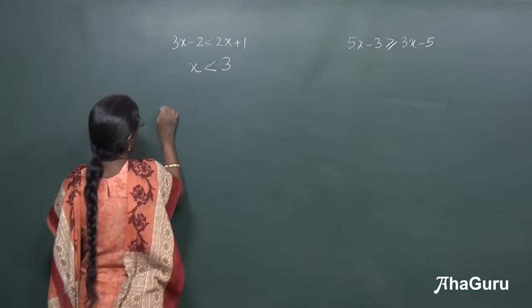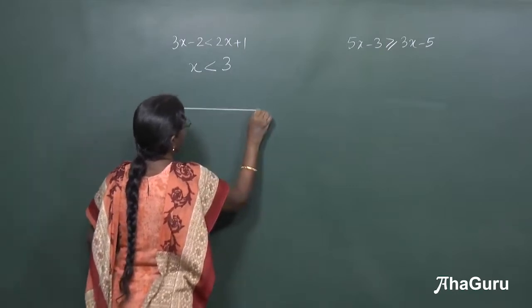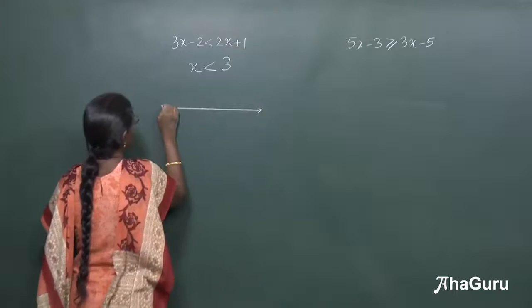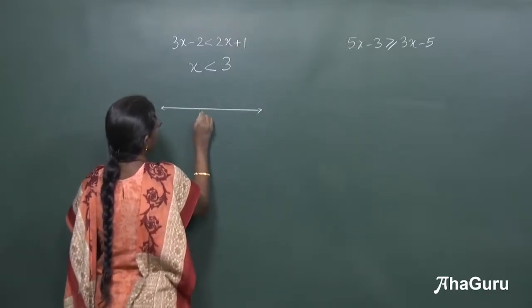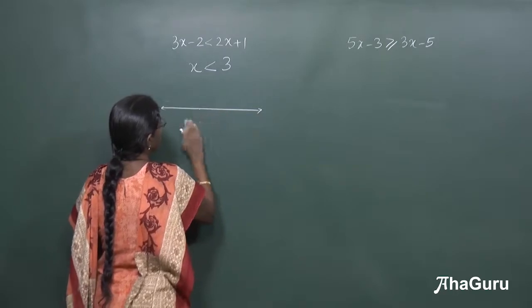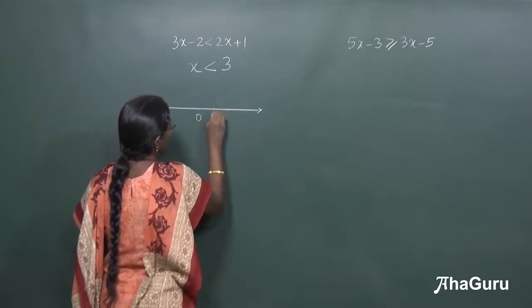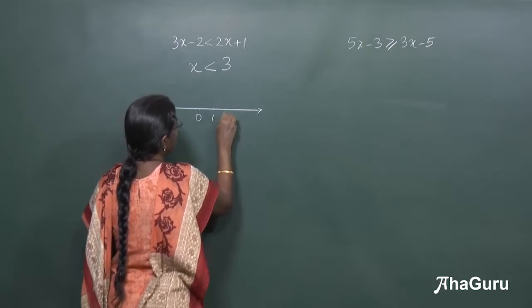Now, on the number line, suppose 1 is here, or we'll start with 0, 1, 2 and 3.